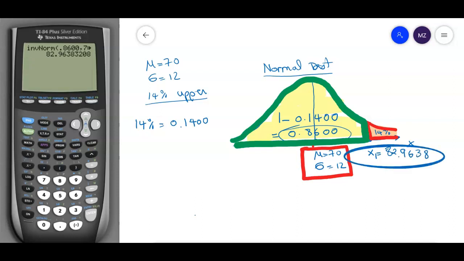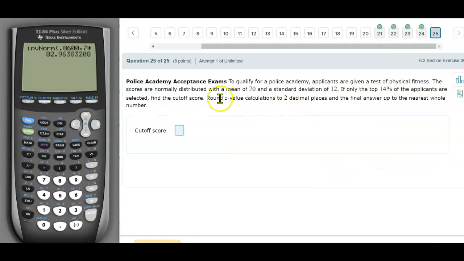Let me go back to the question and see. The final answer needs to be up to the nearest whole number, so I need to round it to the nearest whole number. If I have 82.9, the closest number is 83. All right, so let's check it. Great job. We're done.